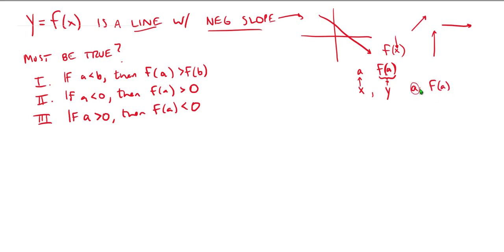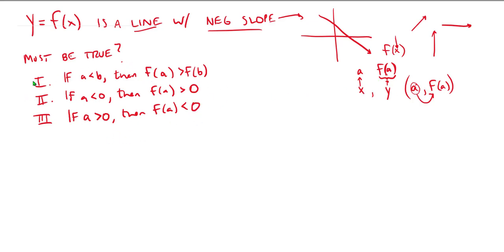So when a goes into our function, we get an output. That output is f of a or y. So a comma f of a is just a point on the line on the xy plane. So we need to understand all of that to understand the notation that's in the Roman numerals here.